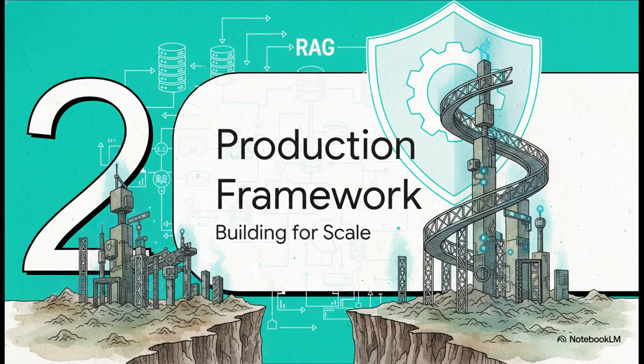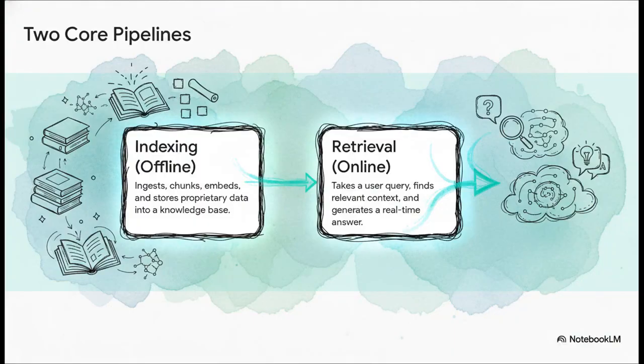Well, you've got to build for scale right from day one using a really solid architectural framework. You can really think of the whole system as two main pipelines. First, you've got the indexing pipeline. This is all the offline prep work, right? Ingesting your docs, chopping them up into chunks, creating embeddings, and loading it all into your vector database. Then, you have the online part, the retrieval and generation pipeline. This is what happens in real time when a user asks a question. It finds the right info and spits out an answer.